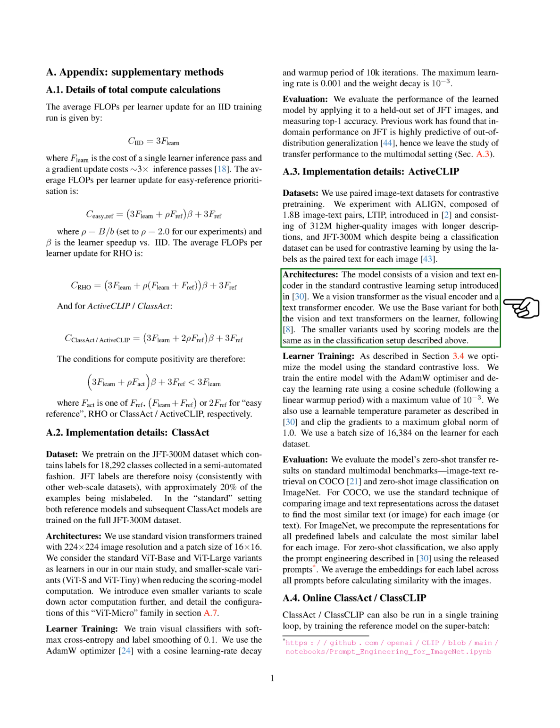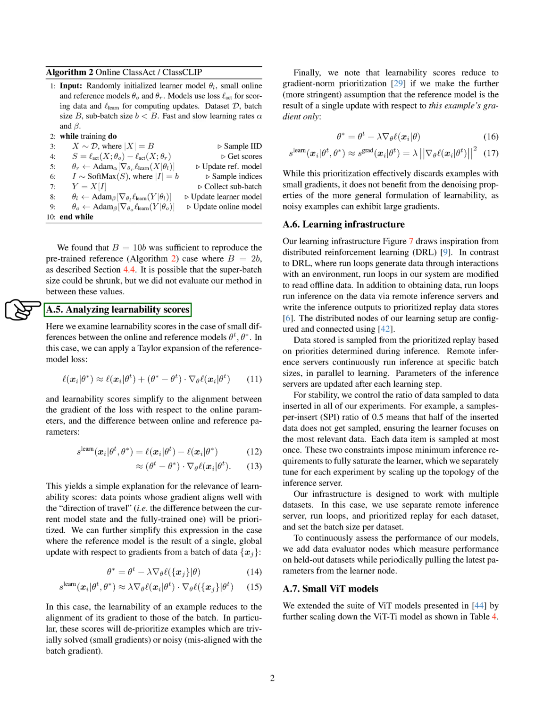Section: Online ClassAct, ClassCLIP. We've developed a system called ClassAct, ClassCLIP that can be trained in a single loop. This is done by training the reference model on a larger batch of data, which we refer to as a super batch. We discovered that a super batch size of 10 times the regular batch size was enough to replicate the results of a pre-trained reference model. We didn't test our method with super batch sizes between these two values, so there might be room for further optimization. We also looked at learnability scores, which help us understand how well our model is learning.